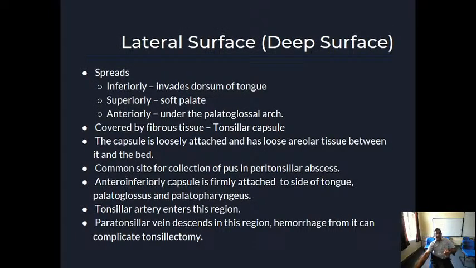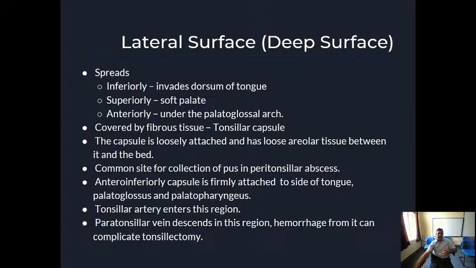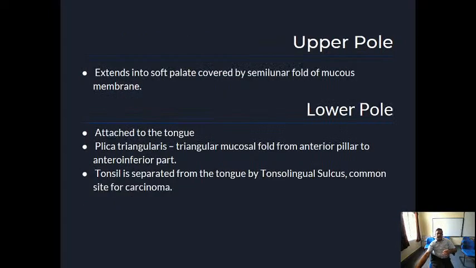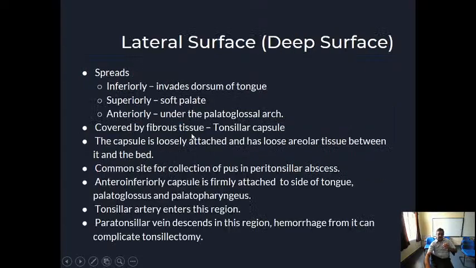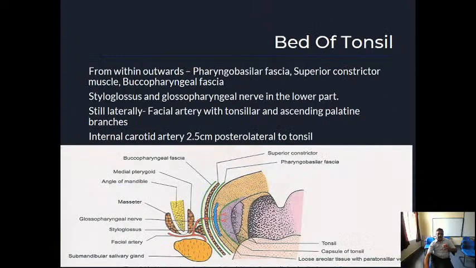The lateral surface of the tonsil, we'll come to the lateral surface later. The anterior surface is just behind the palatoglossus muscle, and the upper pole extends into the soft palate by a semilunar fold of mucous membrane. The lower pole is attached to the tongue. Maybe let me see, there is another diagram here.